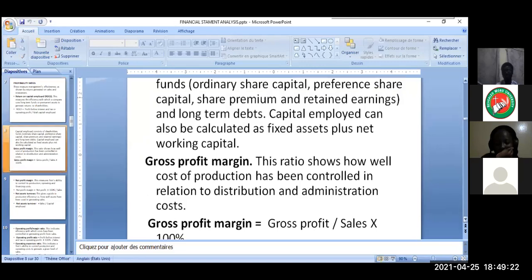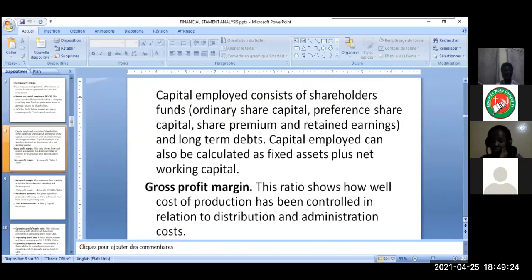Okay, so I don't know if there is any question. Otherwise, what I was saying about capital employed, this is the shareholders' funds plus long-term debt. So it means everything that the company is using to run that business. Capital employed can also be calculated as fixed assets plus net working capital.